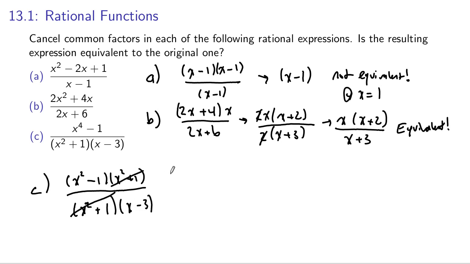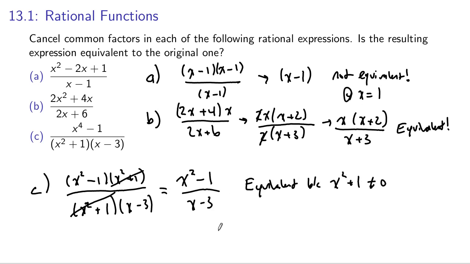So we can cancel that x squared plus 1 that's common in the numerator and the denominator, and we will not change the equivalence. It's equivalent because x squared plus 1 is never equal to 0. Or you can write it's always greater than 0, which tells us it's never equal to 0.